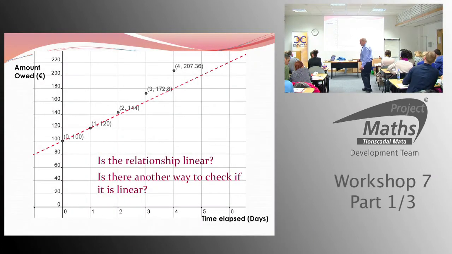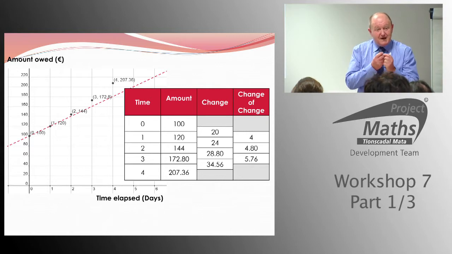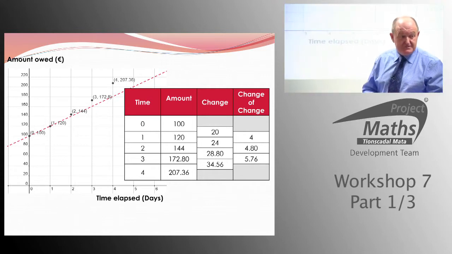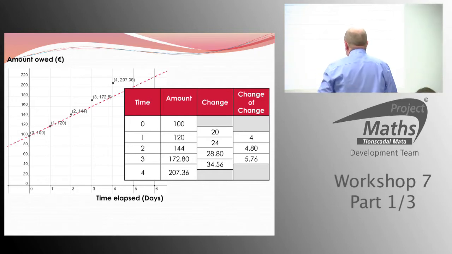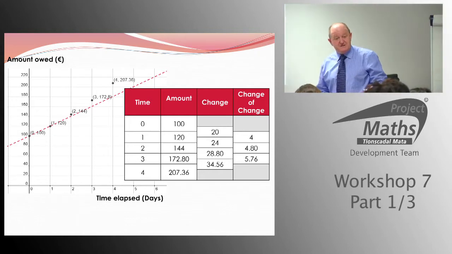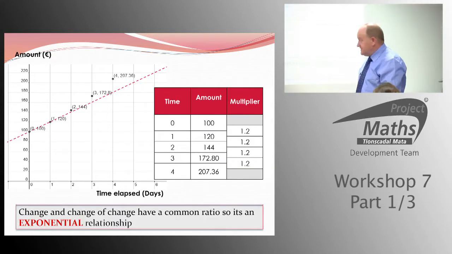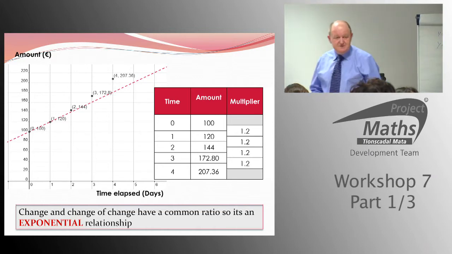Here is maybe the completed graph for you. That graph there, so we can say that a very important fact about exponential functions is that the multiplier is a constant, right? The ratio of one divided by the previous one is a constant always, okay? So the ratio is a constant. These are exponential functions, as we see here. Change and change of change have a common ratio, so it is an exponential relationship.